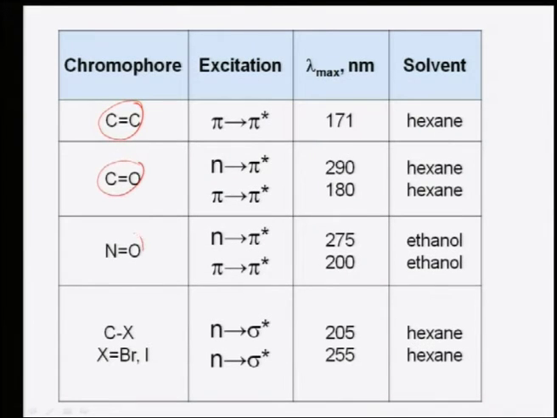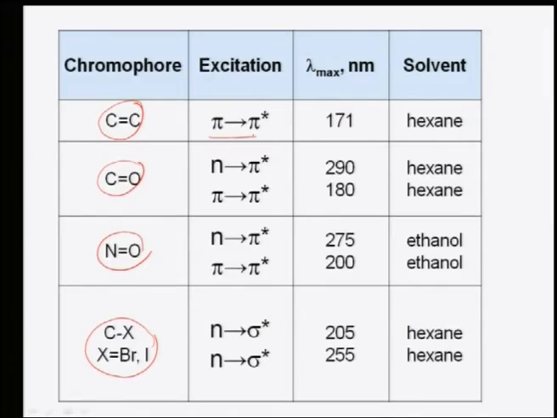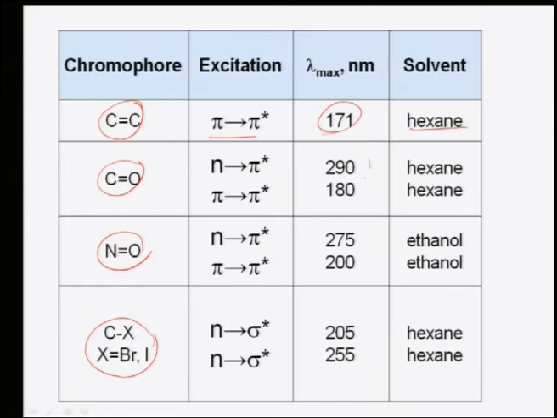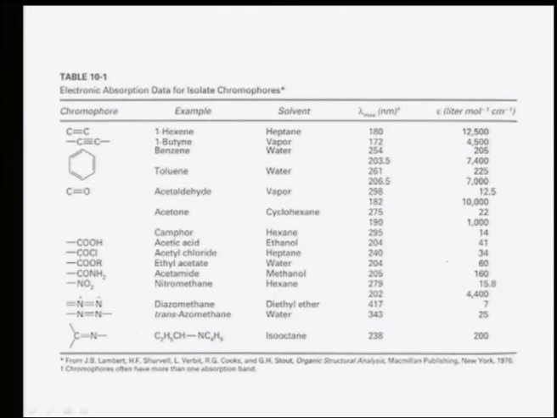C=C double bond, C=O double bond, this is a ketone, N=O double bond, or you can have C-X, where X can be bromine, iodine. For C=C double bonds, you will normally have pi to pi star transitions, and in hexane solvent this is the maximum wavelength at which absorption can happen. For ketones you can have n to pi star and pi to pi star transitions at these two wavelengths. For the nitro group, you have different wavelength regions for these absorption maxima, and for C-X bonds you can have n to sigma star, non-bonding to anti-bonding sigma star transitions, at these wavelengths. In all cases except nitro compounds we use hexane; in that case we use ethanol as a solvent. And this is a table obtained from the book by Lambert, Shurvell, Verbit, Cooks and Stout, Organic Structural Analysis, from Macmillan Publications.